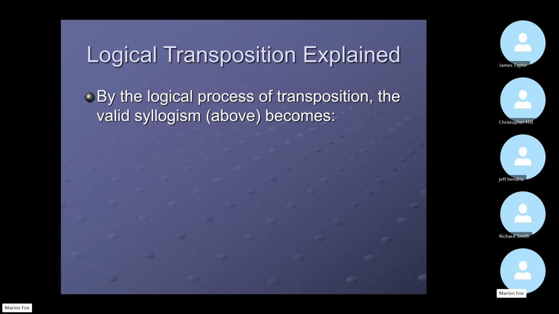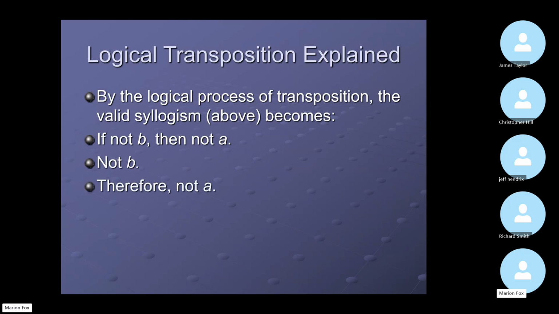I'm not a mathematician. I've had about 55 semester hours of mathematics in college, but I've never seen a mathematics course where a negative and plus sign meant anything but direction. There may be, and I'm not saying that there isn't, but in all the math I've taken, it's meant direction. By the logical process of transposition, the valid syllogism above becomes: if not B, then not A. Not B, therefore not A.